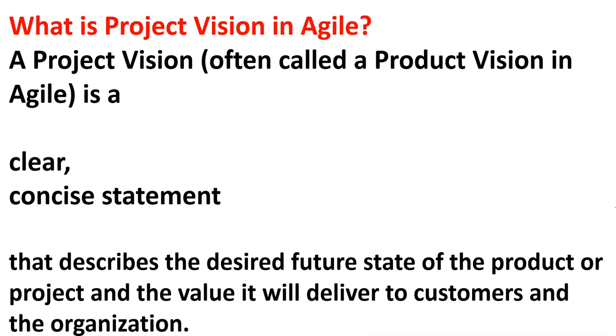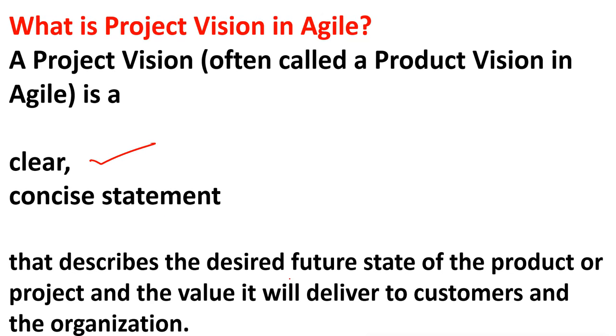Now we will talk about the project vision. Usually we make the vision statement in a hybrid project or agile project. What does it mean? A project vision, often called a product vision in agile, is a clear, concise statement. Whatever we are going to make, it should be very clear. We have to write it down in 2 or 3 sentences. Those should be very clear and concise.